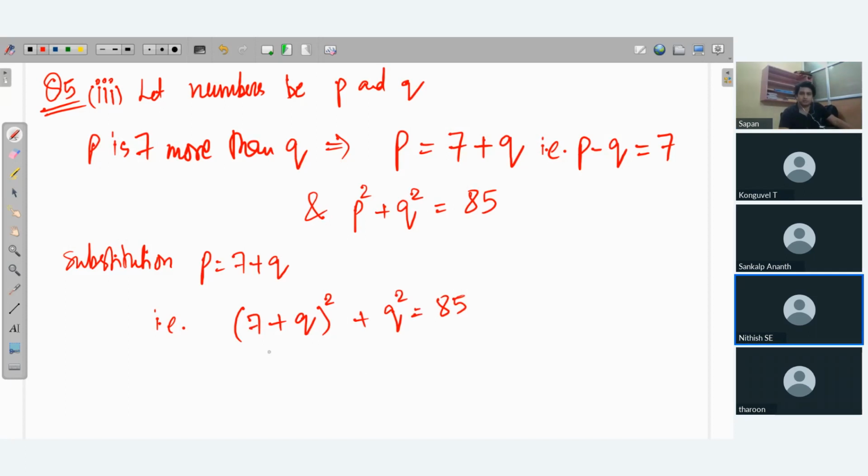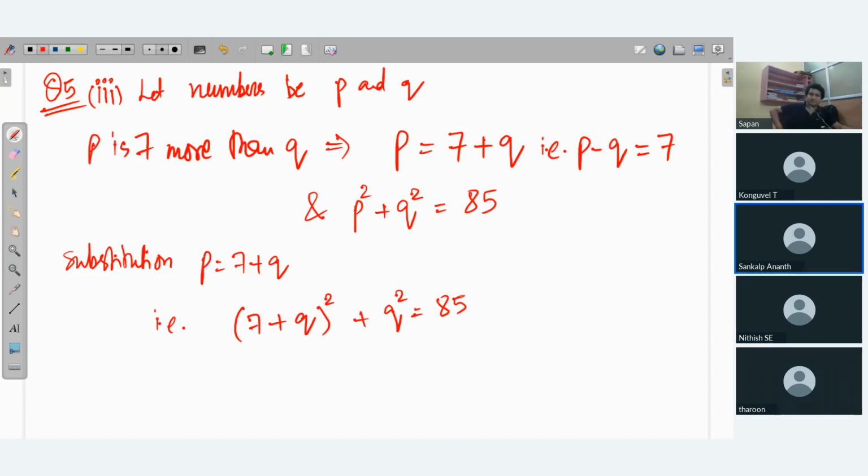Sir, I did this the other way around. I did Q minus 7 is equal to P. P plus 7 is equal to Q, P is equal to Q minus 7. P is 7 more than Q, what does it mean? Whatever Q is, you add 7 to it and you get P. Oh no, so my answer is not right.